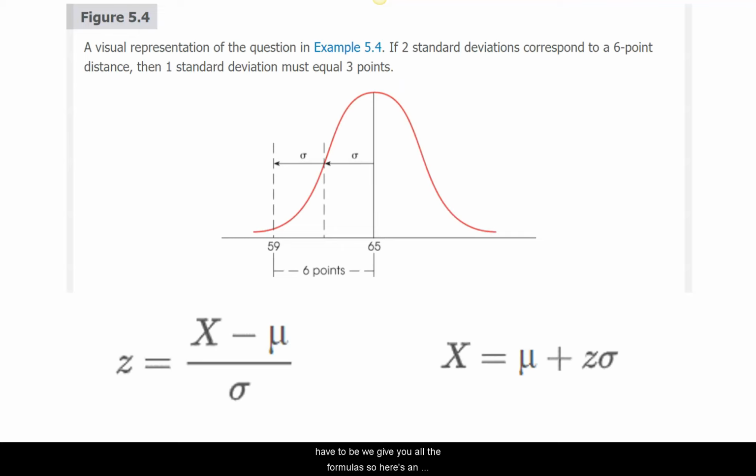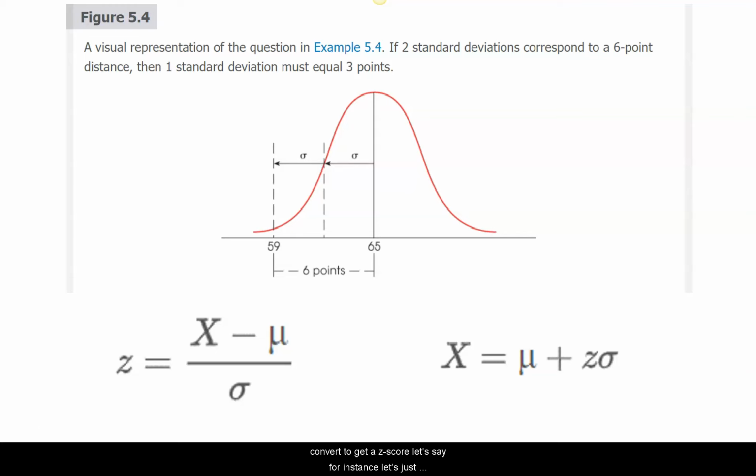So here's an example of a situation, and who knows what this means. Maybe this is the age of first cataract, an average of 65 with a standard deviation of 3. So 1 standard deviation below the mean would be 62. 2 standard deviations below the mean would be 59. So 59 might be fairly young to develop cataracts, which are a disorder of the eye.